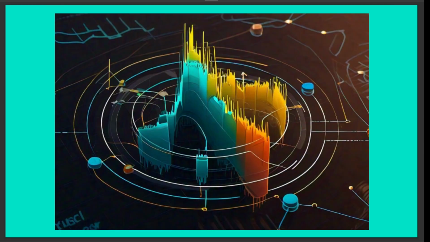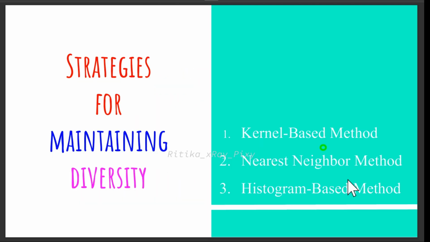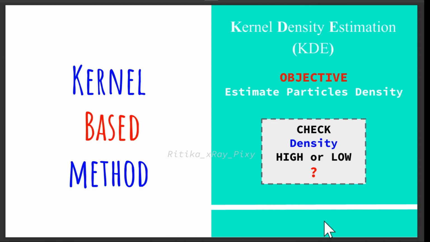Next, we have different diversity maintaining strategies in optimization algorithms. So now we have different methods to ensure that the population of solutions remains diverse and avoids premature convergence. We have different strategies like kernel based method, nearest neighbor, histogram. They can be useful for maintaining the diversity. First we have the kernel based method.